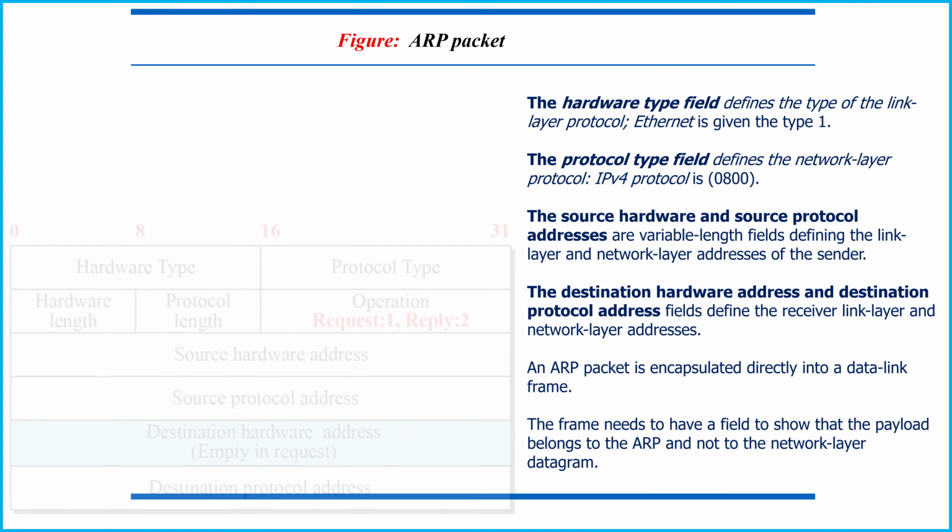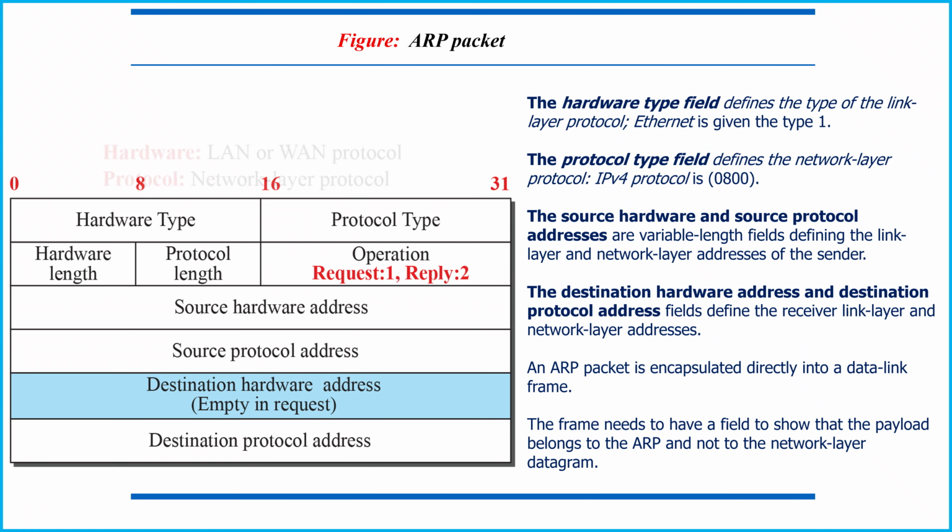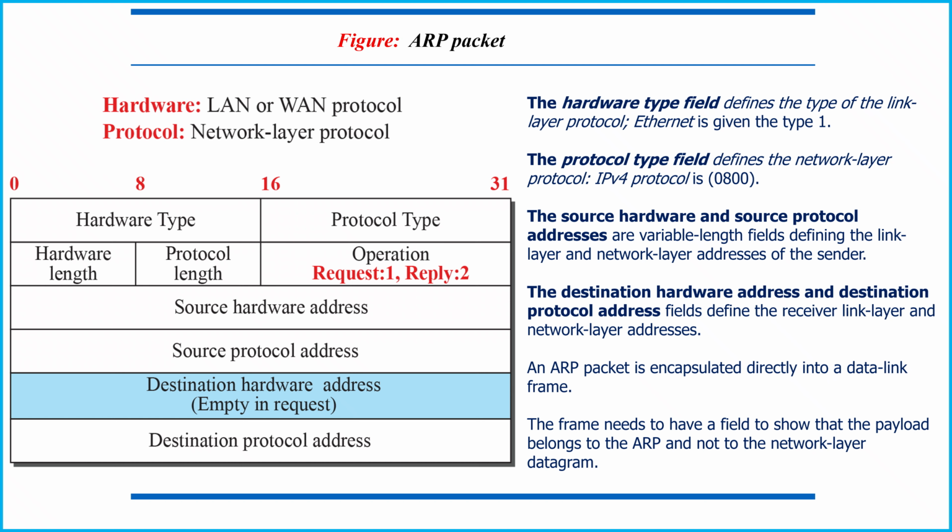Next, we will see about the ARP packet. The ARP packet is a 32-bit packet which consists of hardware type, protocol type, and so on. As the name implies, the hardware type field defines the type of the link layer protocol. For Ethernet, the type is given as 1. Next field is the protocol type field, which defines the network layer protocol.